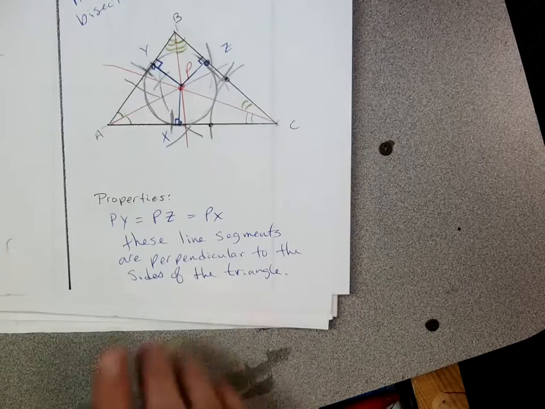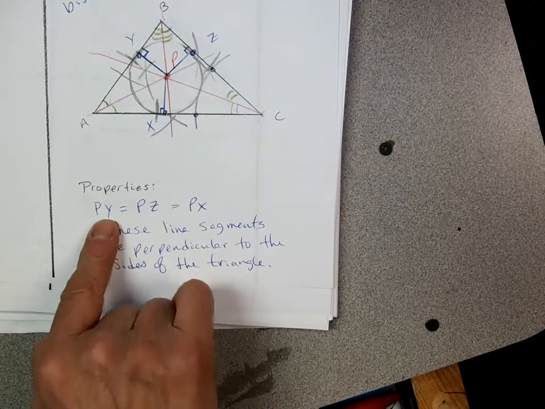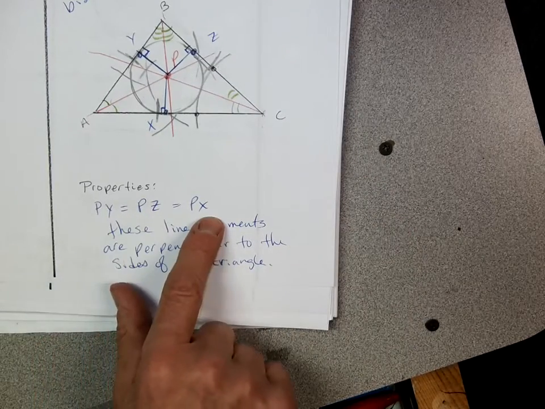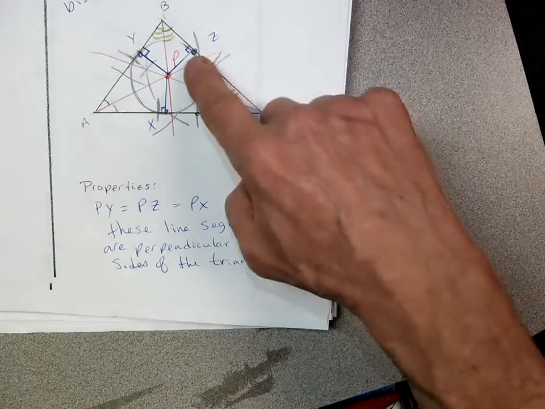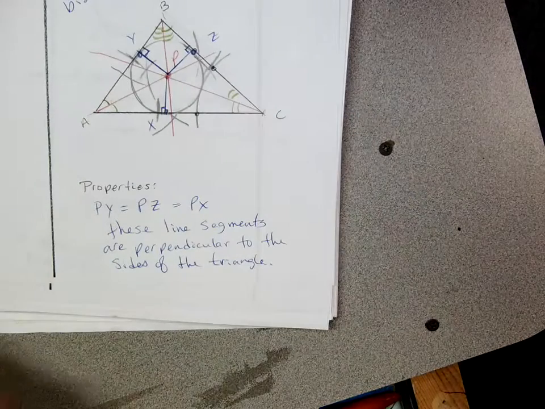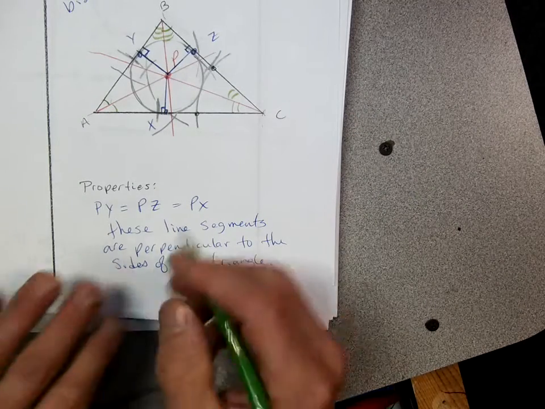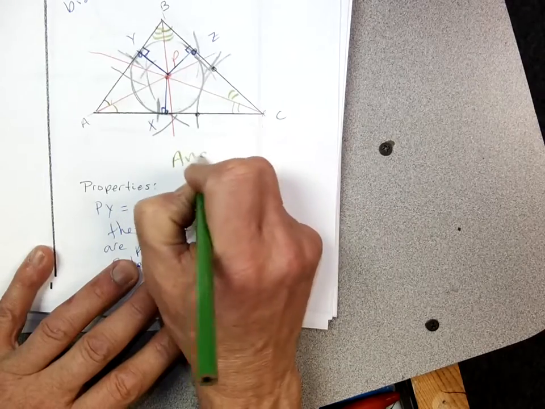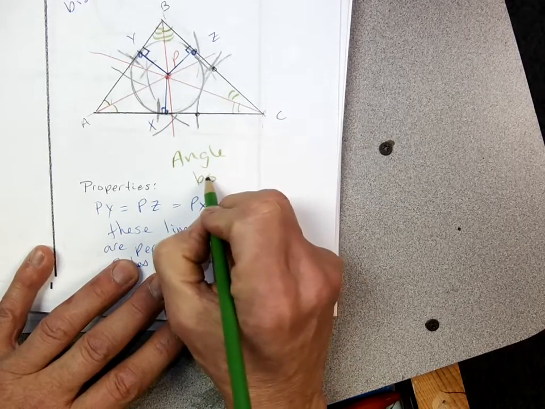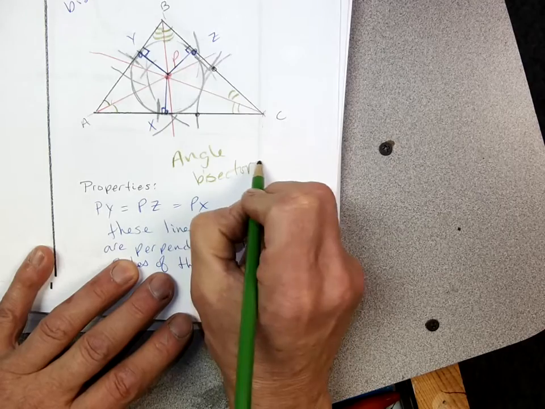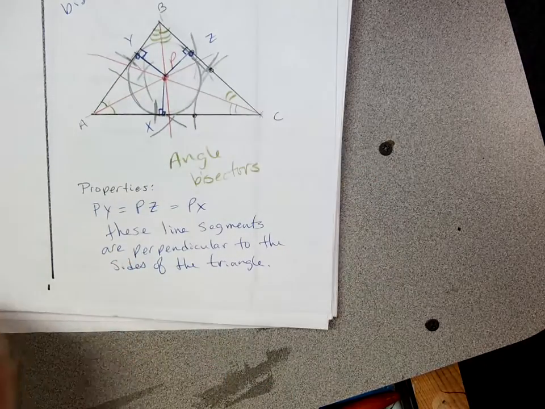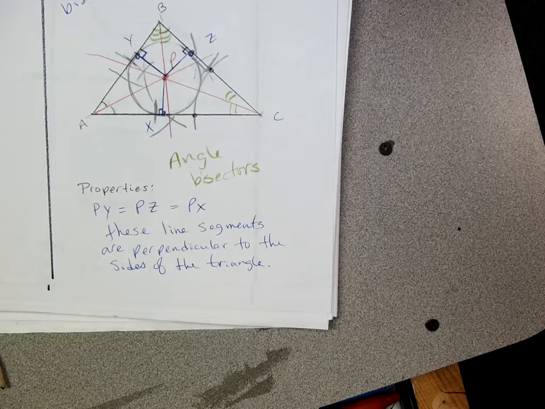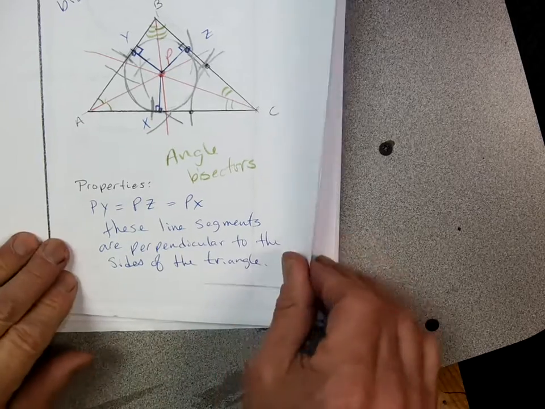So what do we know? Properties. We know that our line segments, which are the radii of the circle, all three have to be equal. We also know that they're perpendicular, and we also have angle bisectors, right? So I know that that angle is equal to that angle, and that angle is equal to that angle, okay? Thumbs up. I see a couple thumbs up. Okay, all right. Turn the page.